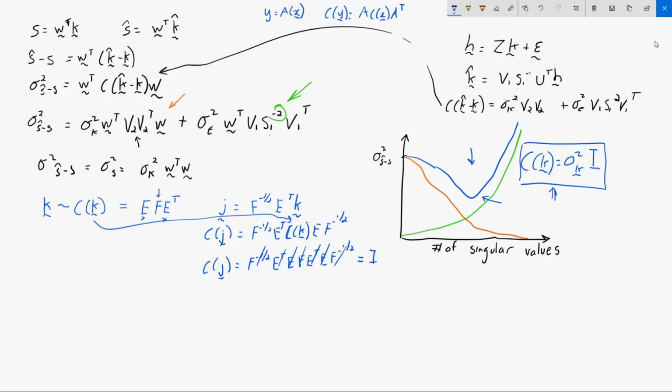So ideally, if I'm using singular value decomposition to estimate parameters, I should estimate J, and then I can back calculate, it is easily shown, I can back calculate my K using this equation. K equals E F to the half J.